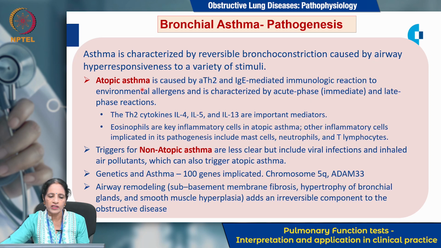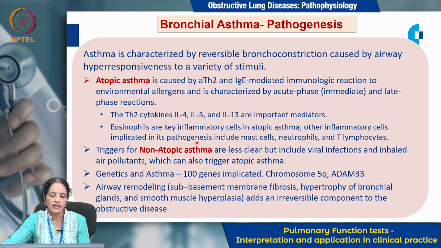So, atopic asthma is mainly caused by what is called a Th2 response and an IgE-mediated immunological reaction to environmental allergens, and is characterized by an acute phase, that is an immediate, and a late phase reaction. The Th2 cytokines are mainly interleukin 4, interleukin 5 and interleukin 13. These are the 3 major important mediators of the Th2 response leading to atopic asthma. And out of these, eosinophils are the key inflammatory cells in atopic asthma.